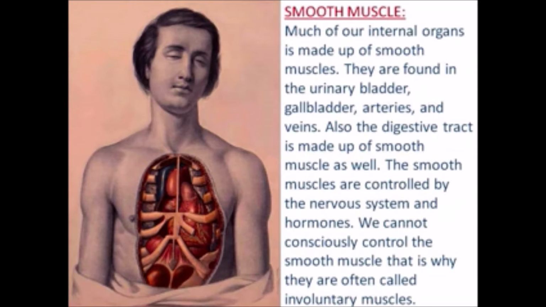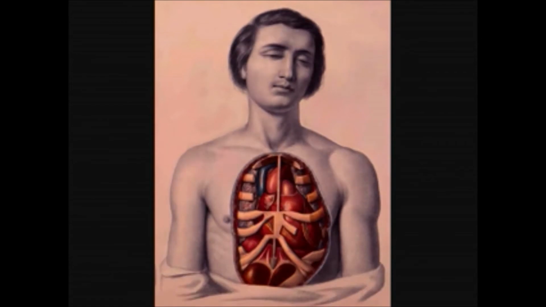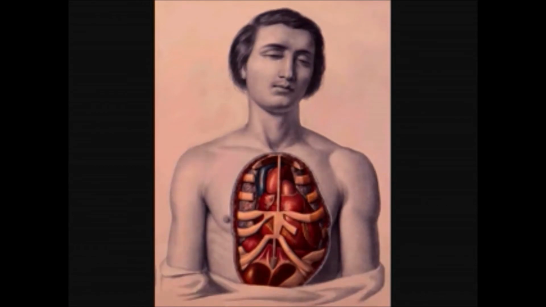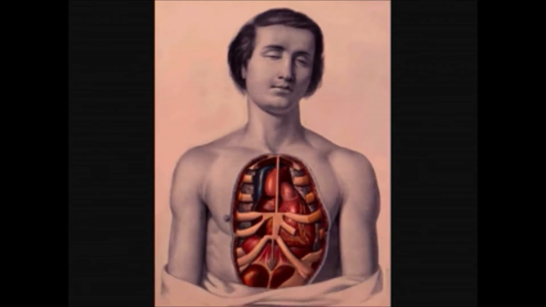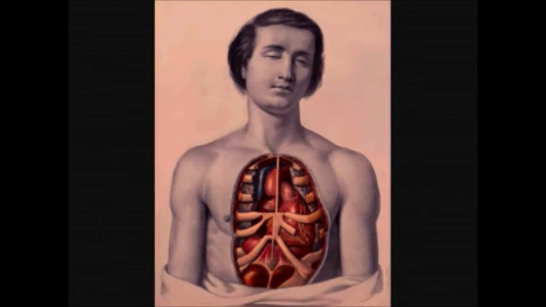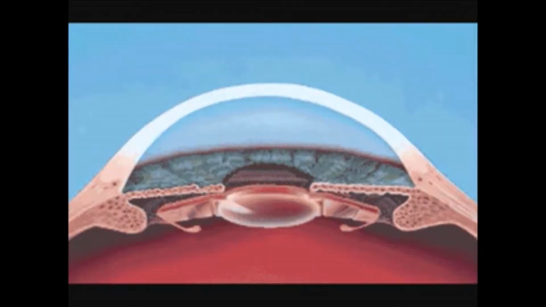Smooth muscle. Much of our internal organs is made up of smooth muscles. They are found in the urinary bladder, gallbladder, arteries, and veins. Also, the digestive tract is made up of smooth muscles as well. The smooth muscles are controlled by the nervous system and hormones. We cannot consciously control the smooth muscles. That is why they are often called involuntary muscles. Check the muscle in the eye.